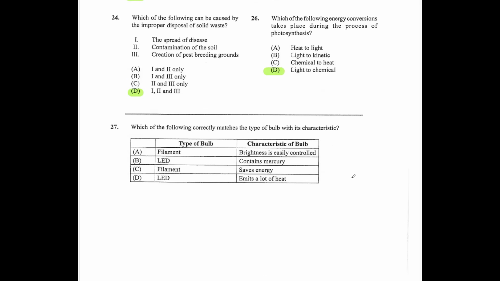D for 26. Question 27. Which of the following correctly matches the type of bulb with its characteristic? We have a filament, brightness is easily controlled. That's true. But just read through the rest of the answers. LED contains mercury, no. Filament saves energy, no. LED emits a lot of heat, no. So A is in fact the correct answer.